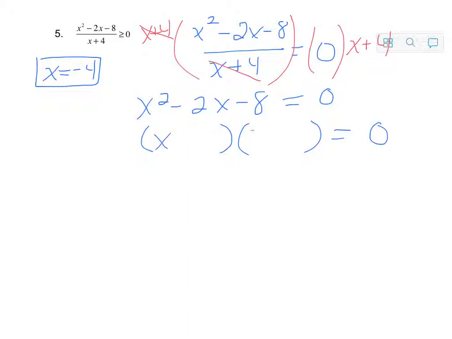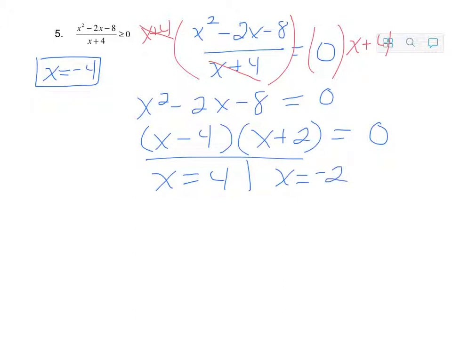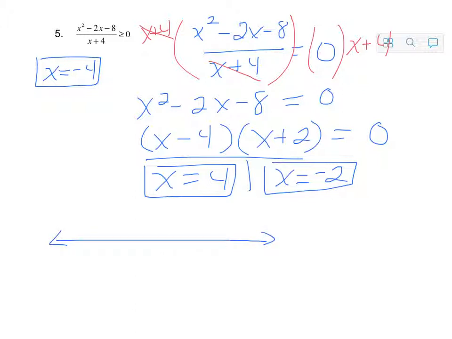I get an x and an x, factors of -8, that'll give me a -4 and a +2, T-bar. I get x equals 4, x equals -2. All right, so now I have 2 more guys that get to join the number line. Here we go. I'm going to have a -4. The smallest guy comes first. Then I'm going to have a -2. And then I'm going to have a +4.